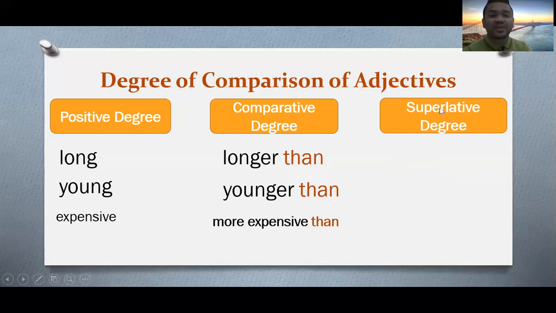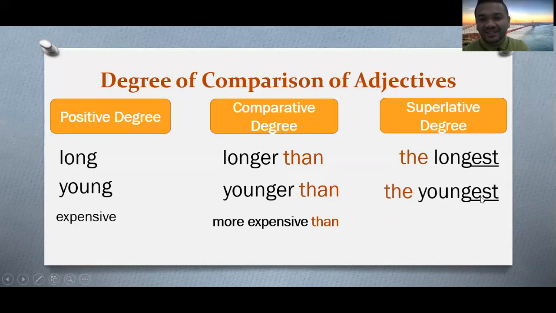Again, superlative is used to compare three or more nouns. Here, long, longer than, and the longest. Young, younger than, the youngest. Now, take note. From longer than, if you formulate superlative, we have to add the word the, and then longest, we have to add est at the end of the adjective.